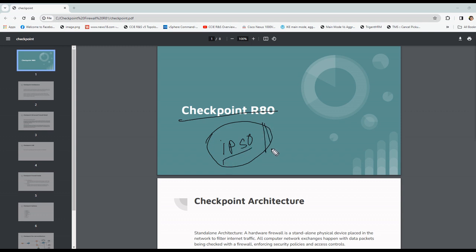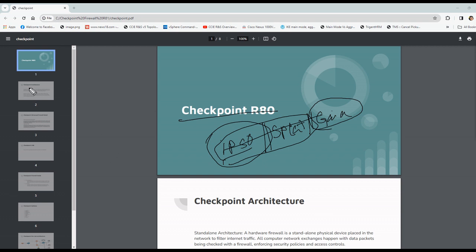Next came SPLAT. Next came Gaia. Multiple versions of Gaia are working, so we are focusing on Gaia. IPSO and SPLAT are almost obsolete. Okay, they are no longer used.